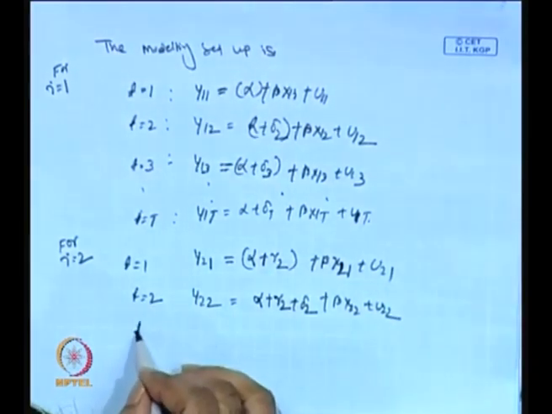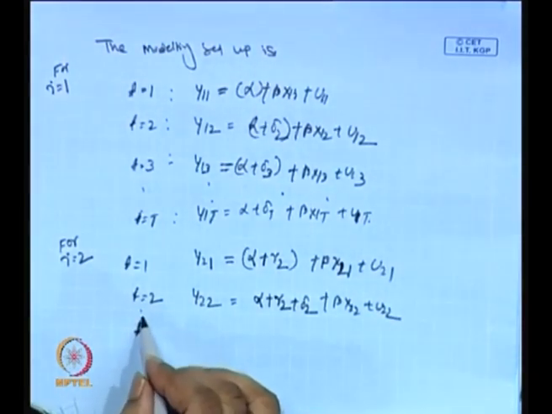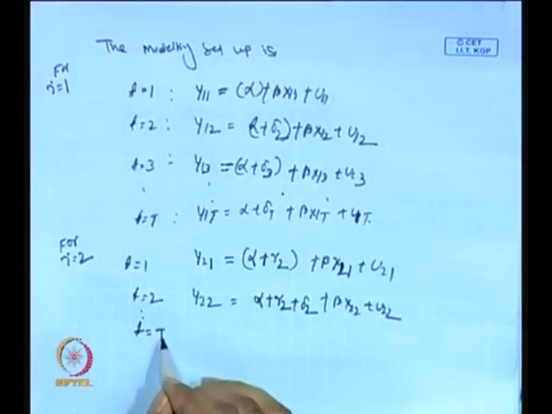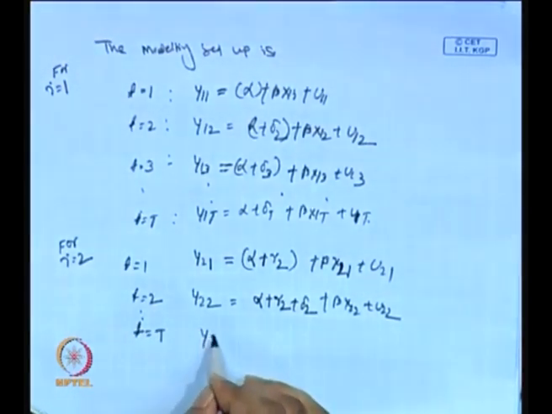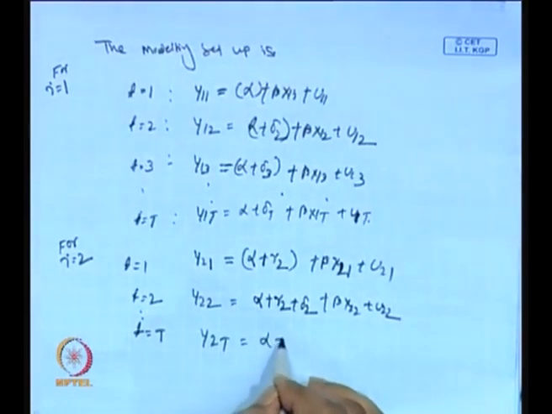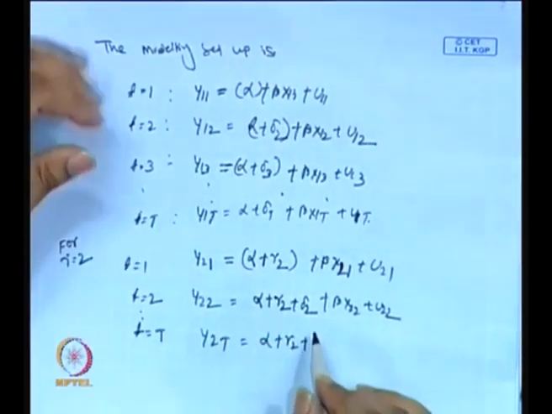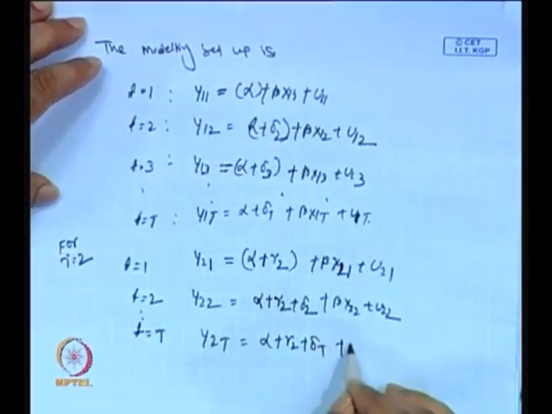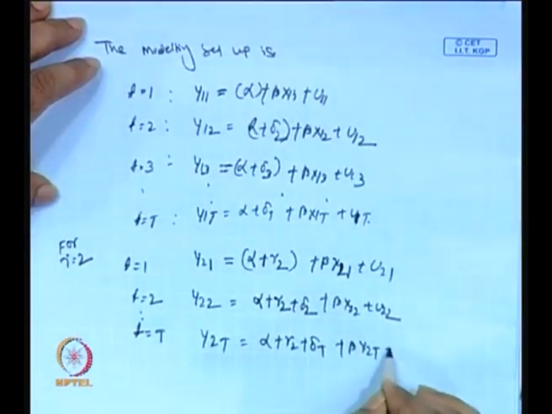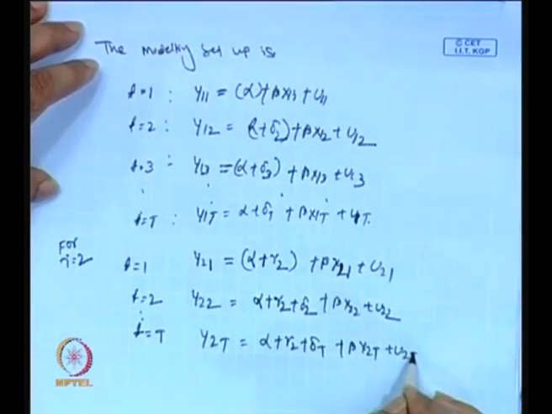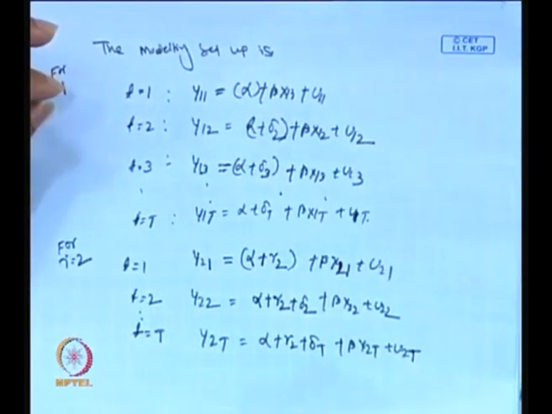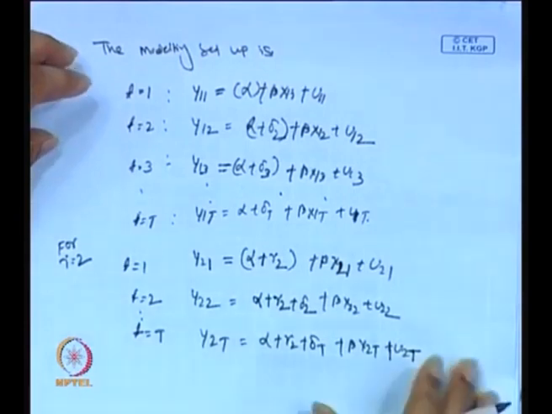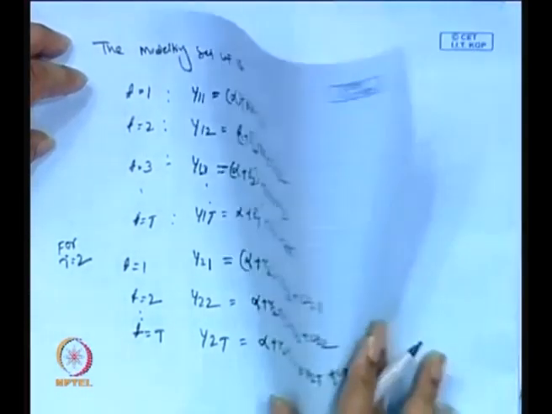Similarly, it will continue when t equals T. Then y_2t is equal to alpha plus gamma_2, because i equals 2 here, plus delta_t plus beta x_2t plus u_2t. This is for i equal to 2 only.